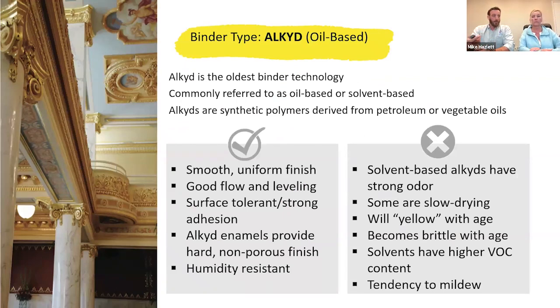So first off, alkyds, or most commonly referred to as oil-based paints. It's one of the oldest technologies, it's been around for a very long time. And it's a synthetic polymer derived from petroleum or even vegetable oils. Some of the benefits of oils over the years: you get that smooth, glossy finish, especially for woodwork and cabinetry, furniture, trim. And it's very strong, very durable, great for all weather conditions. More on that in a minute. And it's a very hard, non-porous finish.